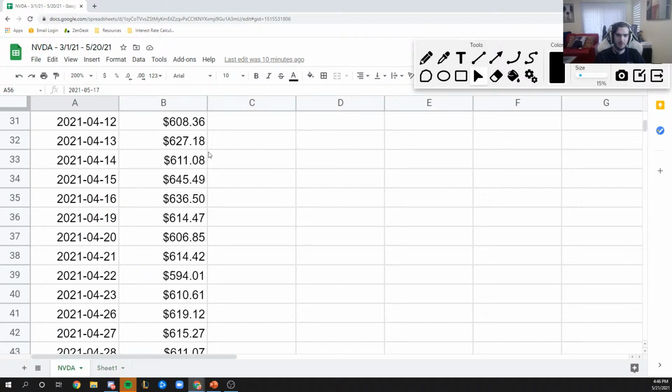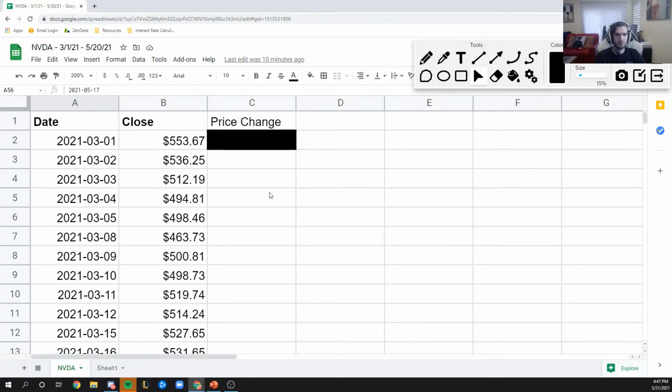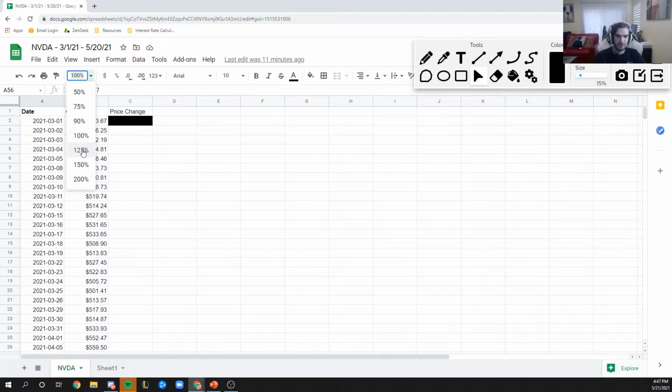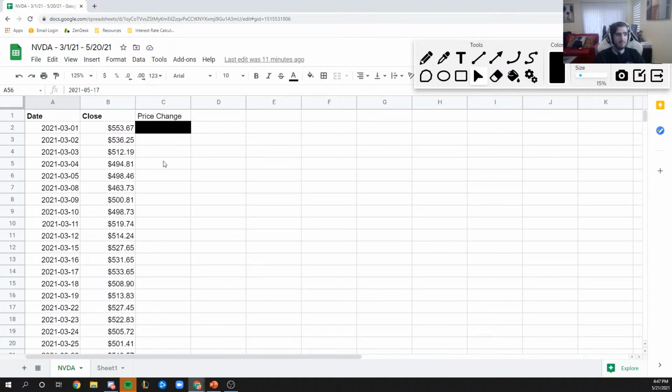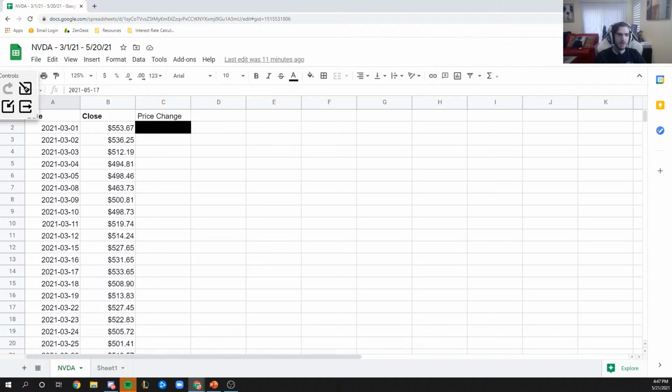So we're going to go back here to our table. And I've shown you what it looks like when it's small. Let me make it a little bit bigger so I can have more room to work. The first thing we're going to do is create a percent change. But before we do that, we need our price change.